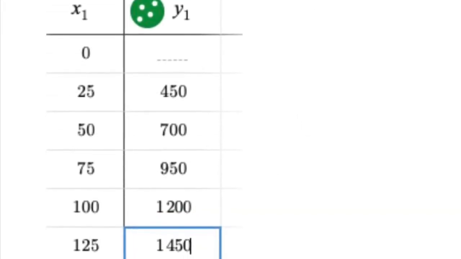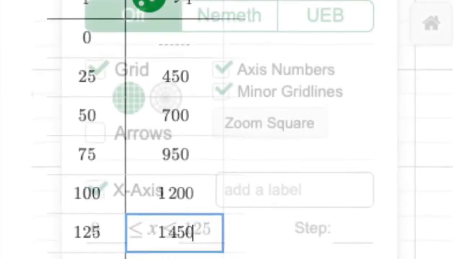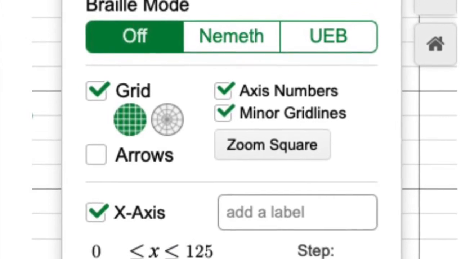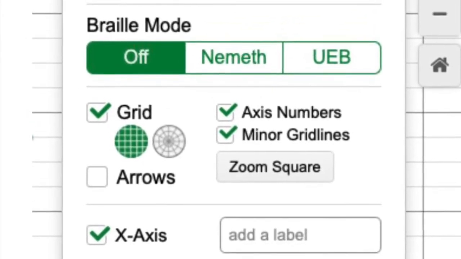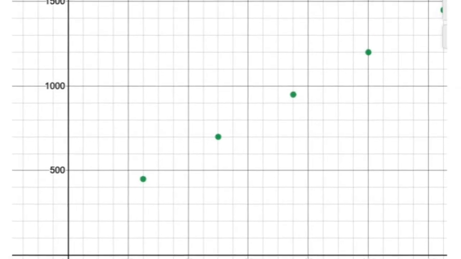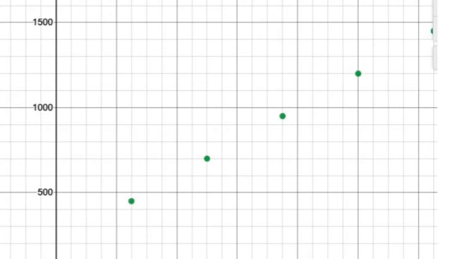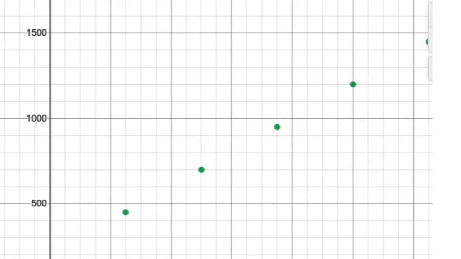But we don't want to put the math in there. We actually want to put the answers. So this would be my table of values. And you might need to change your settings so that you can see your graph. But if you zoom out and you fix the settings, you can see that I've got this beautiful graph with those points going up on the graph.